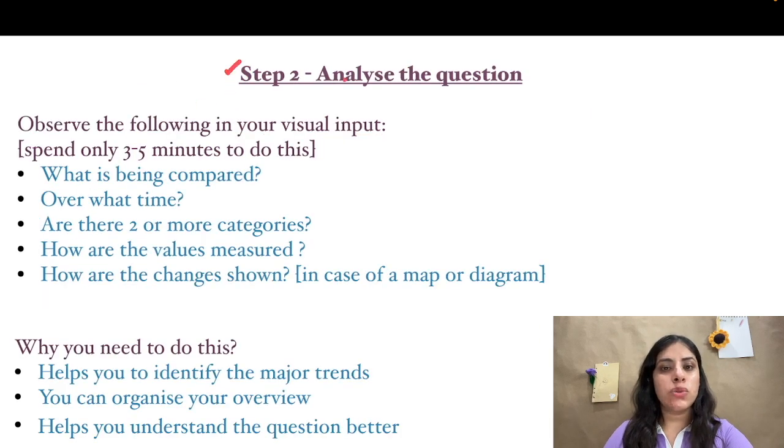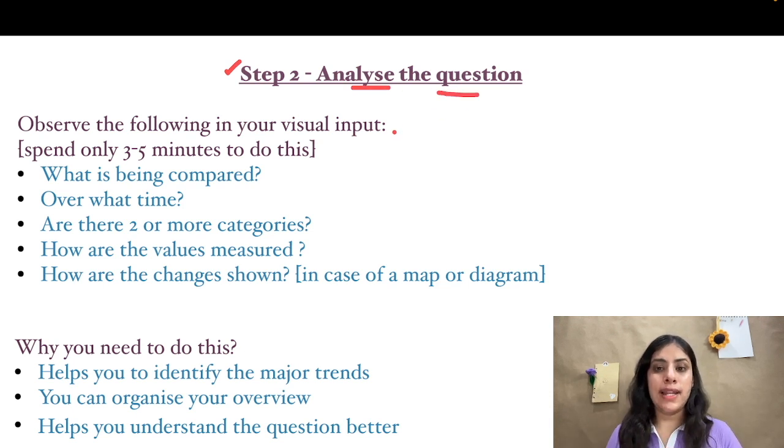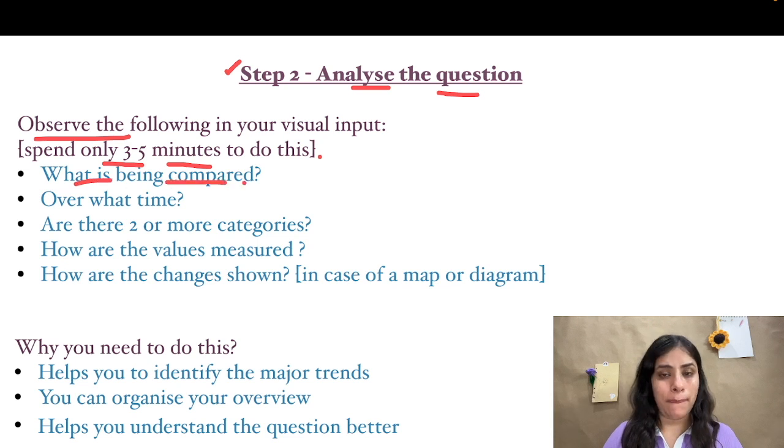The next step is to analyze the question. You need to understand what exactly is present in this visual input, and spend the first 3 to 5 minutes to do this. Observe the following things in your question. First of all, what is being compared? That's the most important thing, because that's going to help you introduce your visual input as well. Then, over what time? If a time element is given to you, find out what the time element is, and what the gap is between each of the years mentioned.